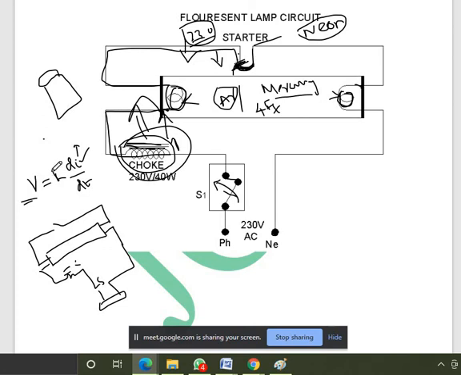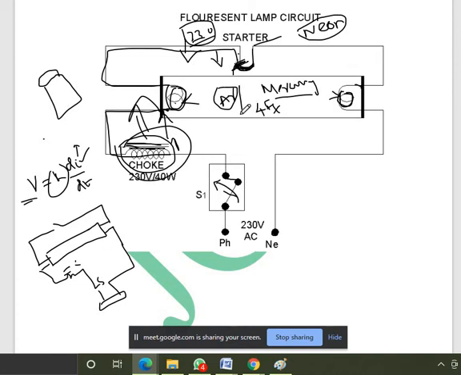The inductance principle is that whenever the supply is opened, the coil stores the magnetic field, and it induces a voltage by self-inductance, creating a huge voltage across the two electrodes of the tube light. At that time the voltage goes very high, around 600 to 700 volts.